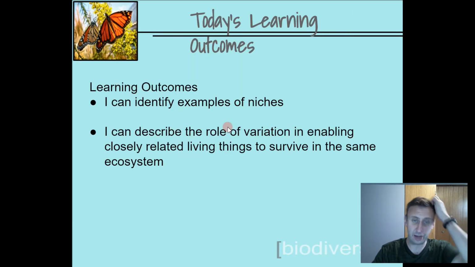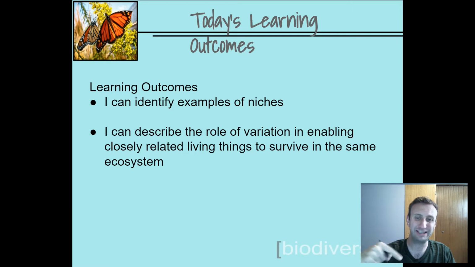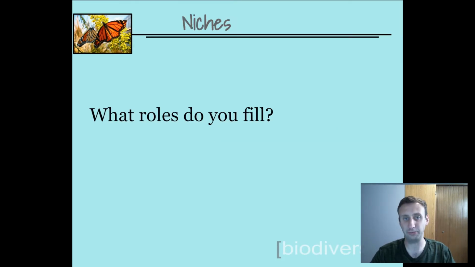Today's learning outcomes: by the end of this, hopefully you can identify examples of niches, and even just knowing what a niche is is part of that. And then also that you can describe the role of variation in enabling closely related living things to survive in the same ecosystem. Spoiler, that relates to niches as well. So we're gonna get into that.